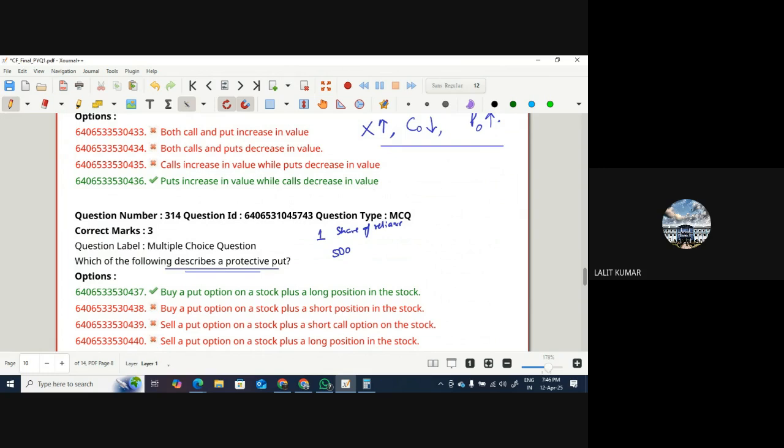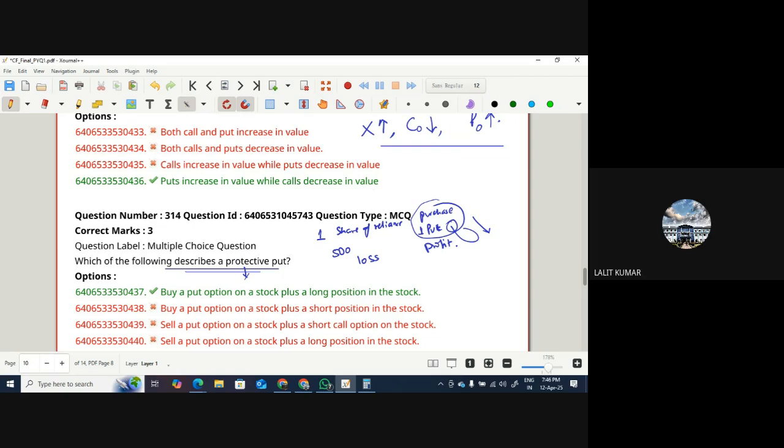So what I will do is purchase one put of this share. If it goes down below some price, I will earn profit from here. If I'm incurring loss here, I will take profit here. So by purchasing this one put, I'm protecting my portfolio. That's why it is known as a protective put. Is the concept understood by everyone?